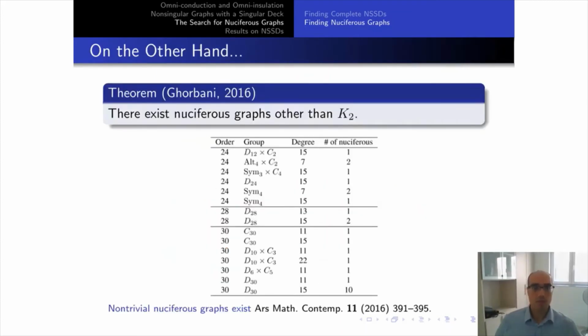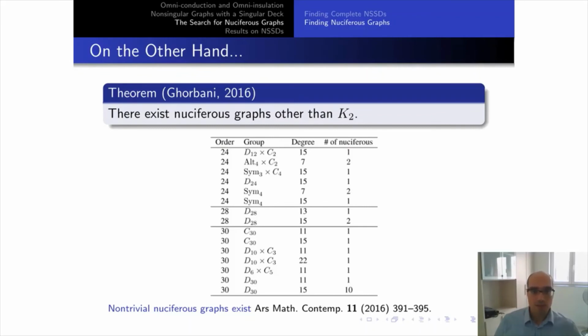But are there Nicephorus graphs that are not chemical graphs? The answer is yes. Gorbani provides the following list of graphs in the paper Non-Trivial Nicephorus Graphs Exist. Note that all of these graphs are Cayley graphs having these groups. For example, the first one has order 24, it has 24 vertices. There is one Nicephorus graph of this order and this group, and it has degree 15, etc.